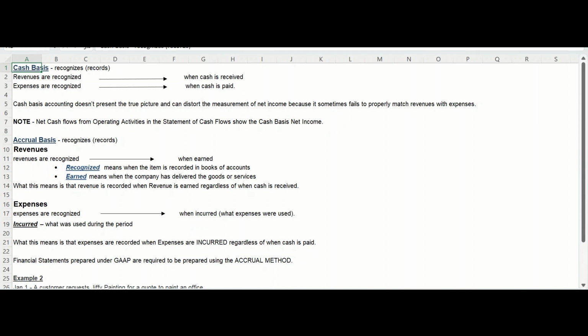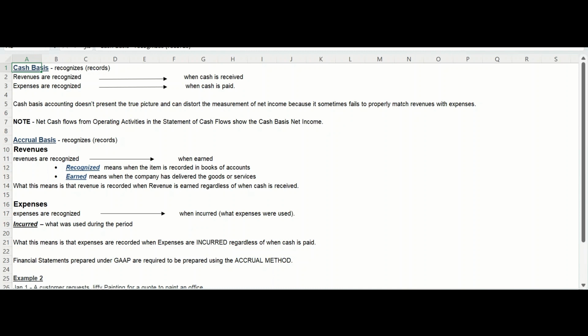The other type is accrual basis. Under the accrual basis, companies are recognizing revenue when it's earned. And what that means is the company recognizes the revenue once they've delivered the good or performed the services that they are to provide, and regardless of when the revenue or the cash is received.